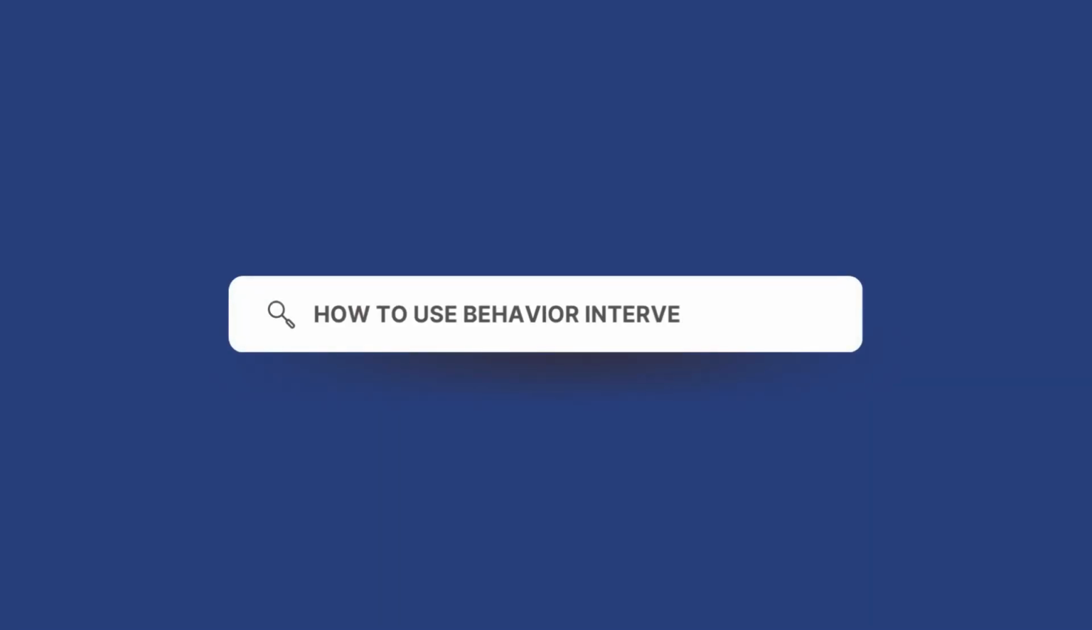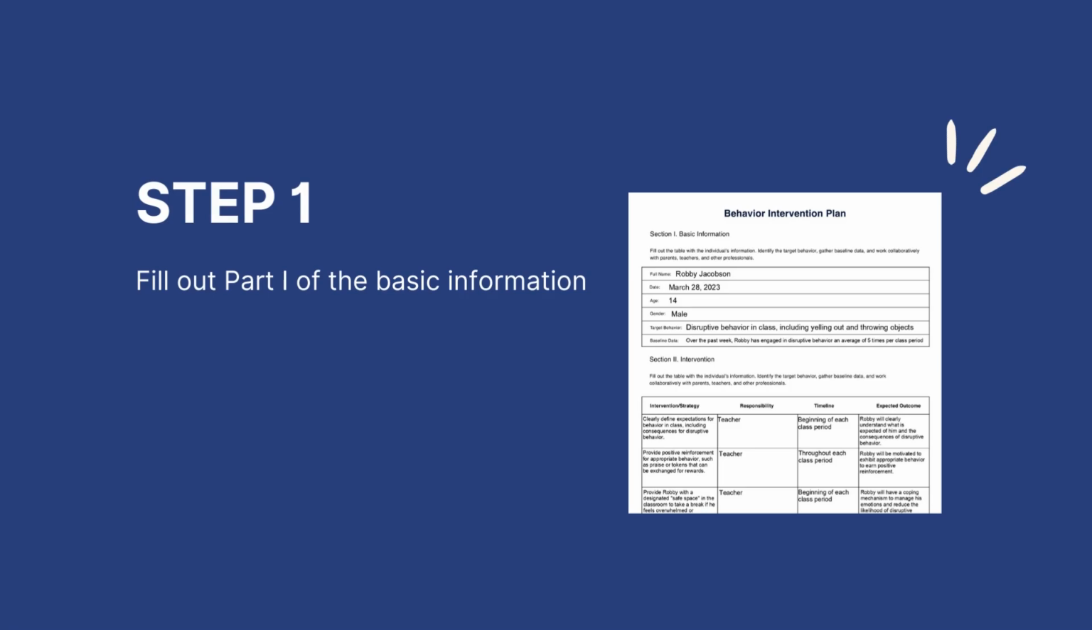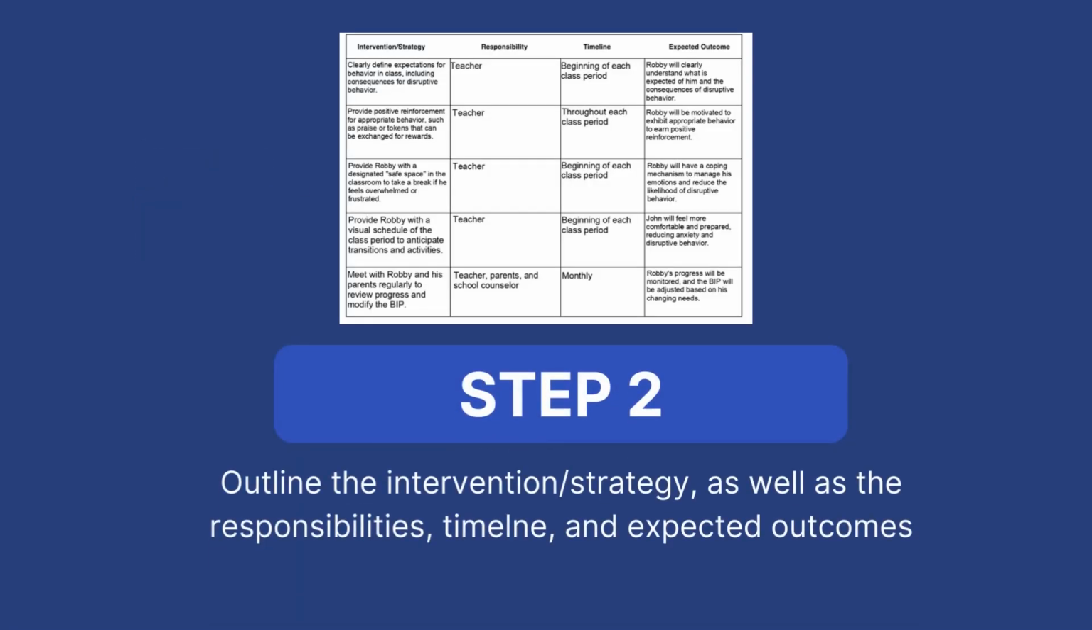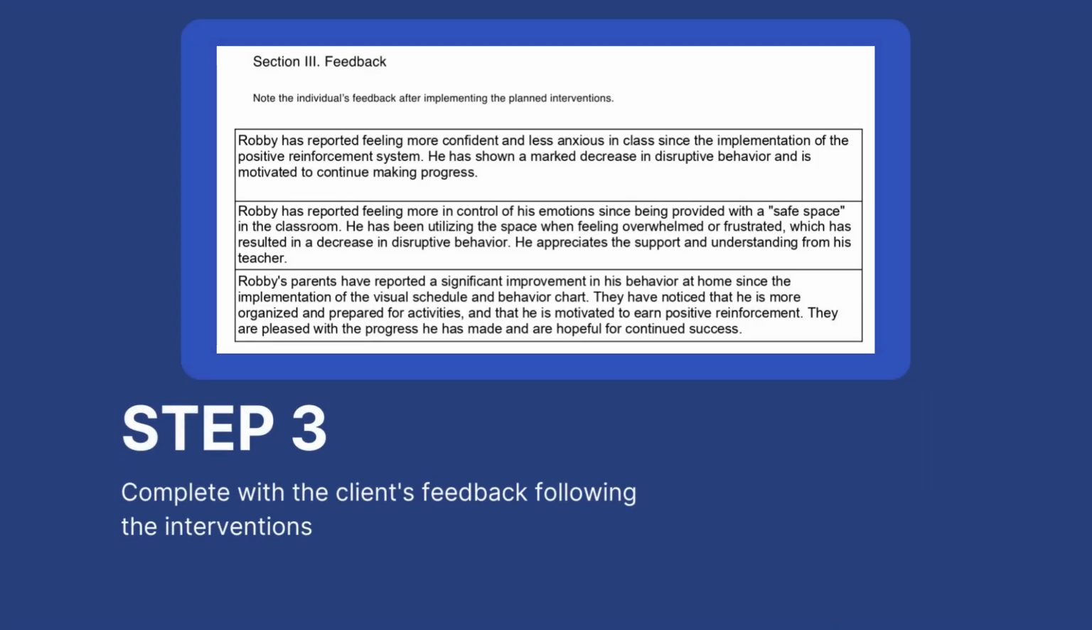Here's how to use the plans effectively. The first step is to fill out the first part, consisting of all basic information of the client. You will then need to outline the intervention or strategy, as well as the responsibilities, timeline, and expected outcome. Finally, you'll then need to complete with the client's feedback following the interventions.